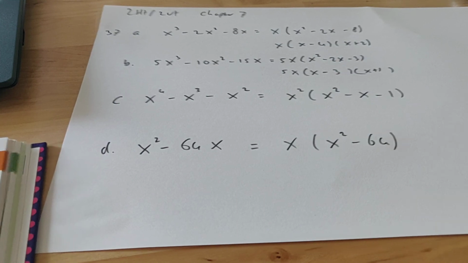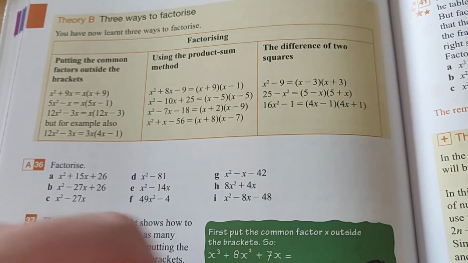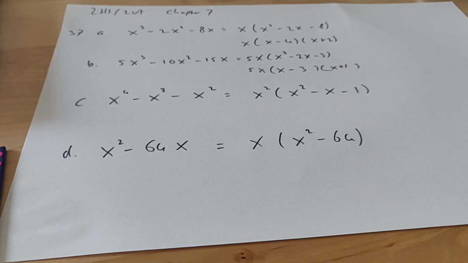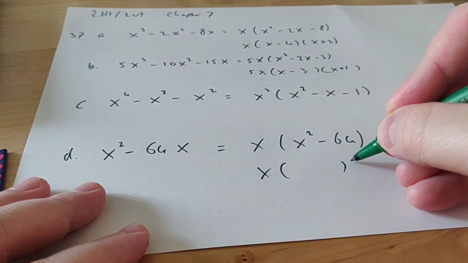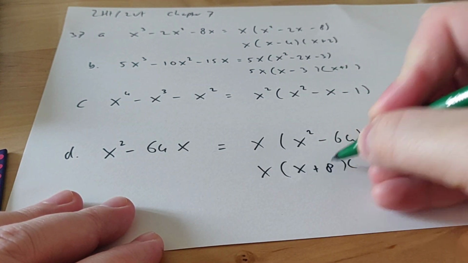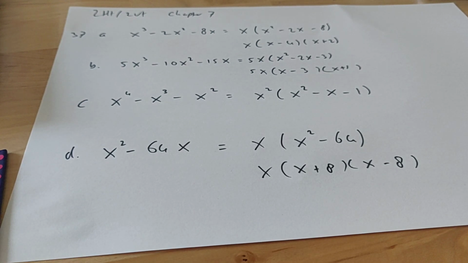If you move over to the book for a moment, you can see here the difference of two squares. That's what we have now, because now we have x squared minus another number. See that? We have x squared minus 64. So we have to use what we just saw. So you get x plus 8 and x minus 8. So this is how to factorize 37d.